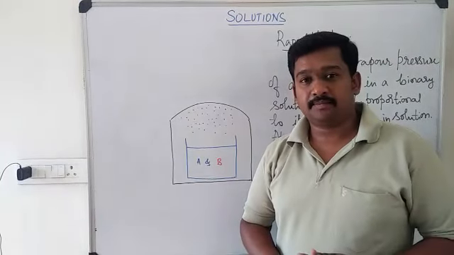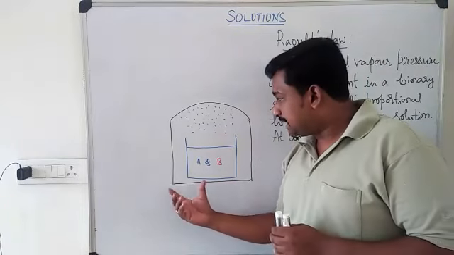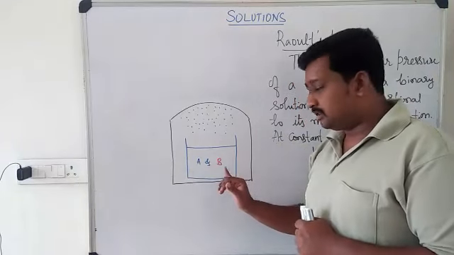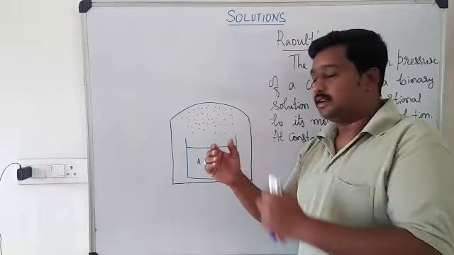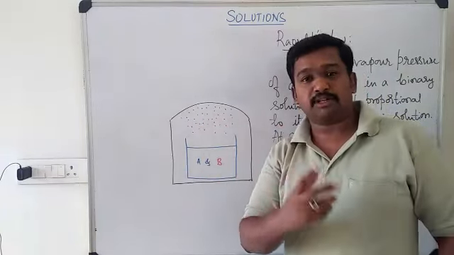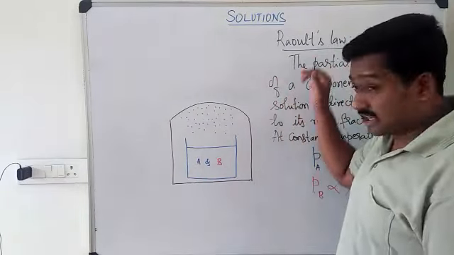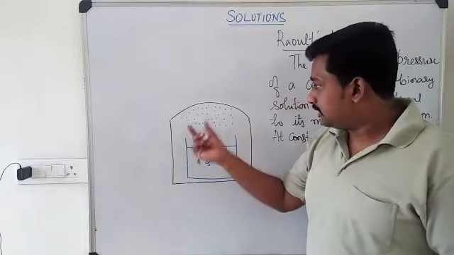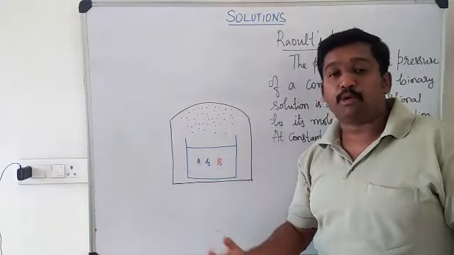Now let us see what Raoult's law is. To understand that, once again please observe this diagram where I have two liquids, A and B. A and B together have evaporated and vapors are collected here. They exert a pressure which is the total vapor pressure that we have understood just now. Raoult's law gives a quantitative relationship between the partial pressure and the mole fraction of an individual component in the solution.